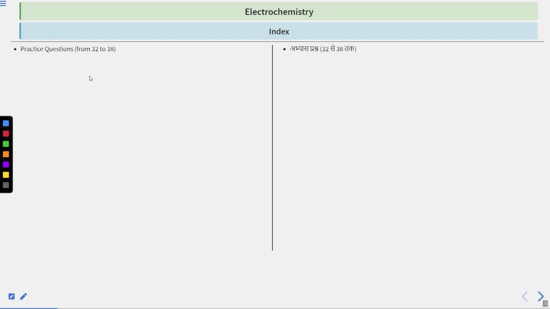So this is the index slide and we are going to see the practice questions, from question number 32 to question number 38. So let's start with question number 32.